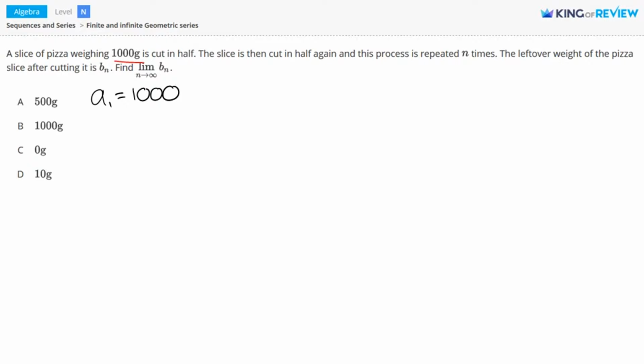And each time we're cutting it in half. So when you cut 1,000 in half, you get 500. So the second term is 500. And this process is repeating. We keep cutting this in half. So 500 cut in half is 250. And we're going to keep cutting this slice in half until we get to an, or a sub infinity, because this is repeated n times. So we could write this as an.